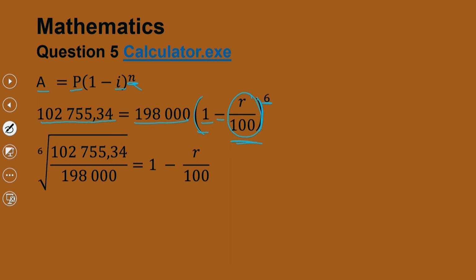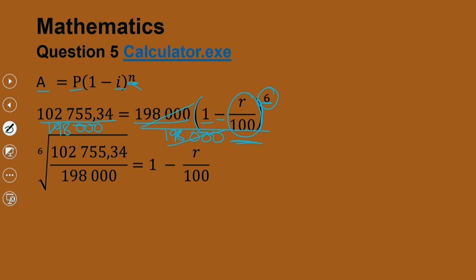First of all, we need to simplify the equation by dividing both sides by 198,000. If I divide by 198,000 on the right-hand side, I must do the same on the left-hand side, and then 198,000 will cancel with 198,000. So you're going to be left with (1 minus r over 100) in brackets to the power of 6, right?